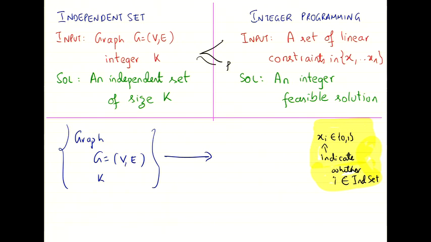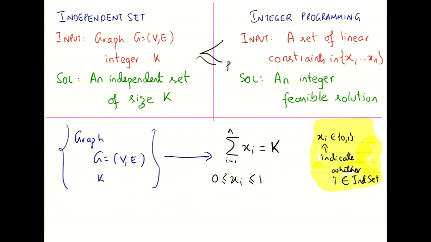So now, what constraints do we want to add? The size of the independent set is k. That means the summation of xi must be equal to k. This is the size of the independent set. And the other constraint is that these xi should be 0 or 1.